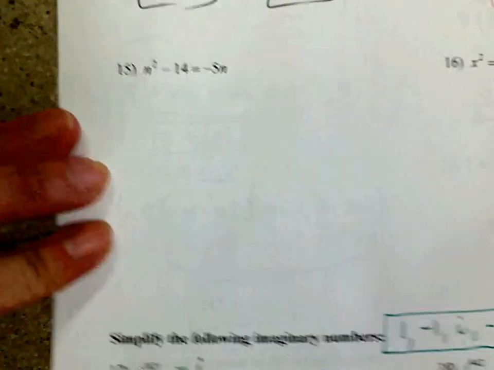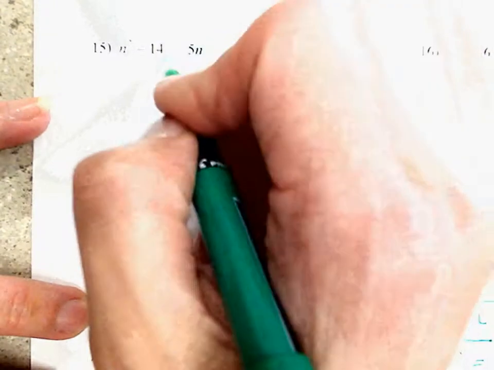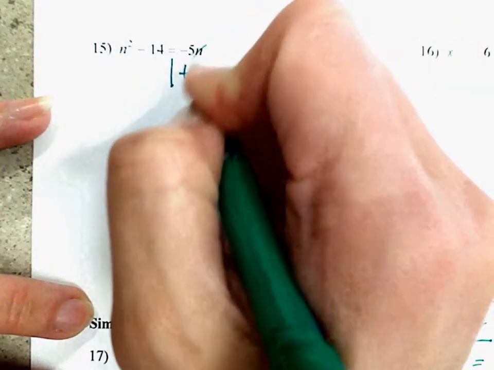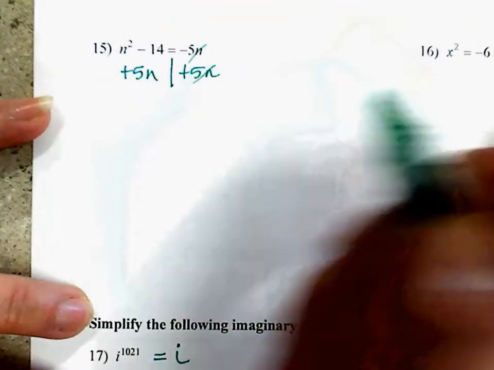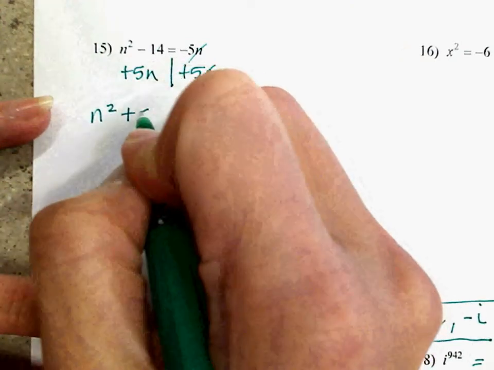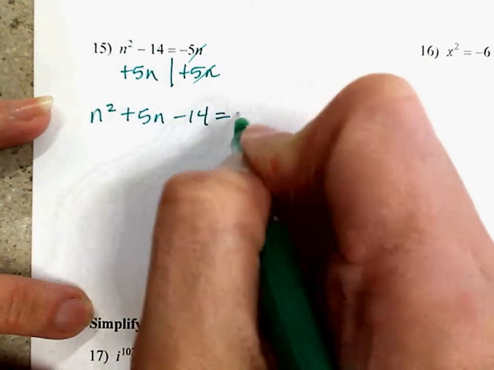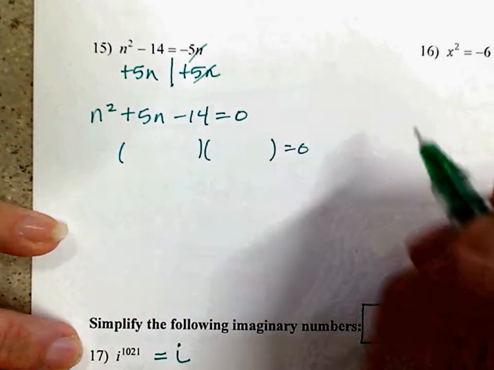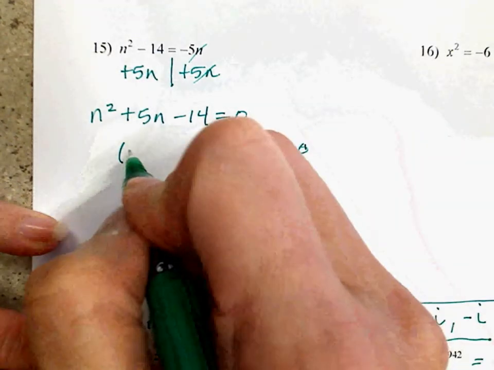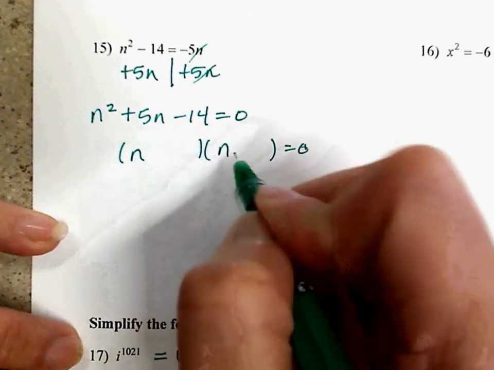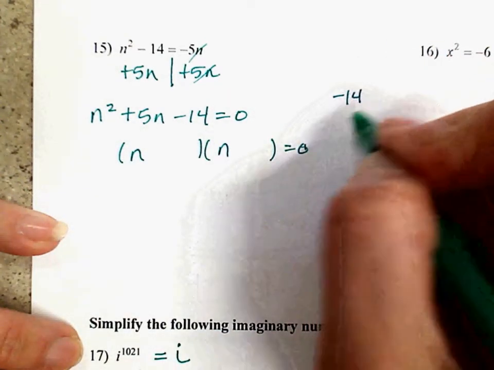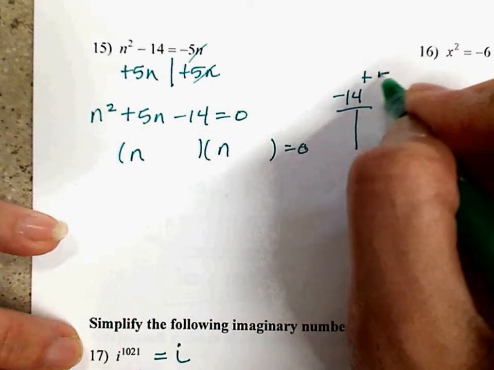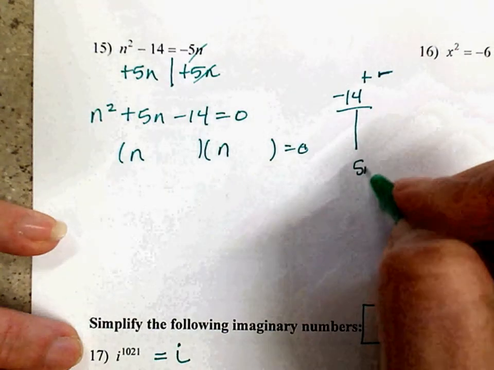Number 15. Plus 5n. What you do to one side, you do to the other. So n squared plus 5n minus 14 is equal to 0. Draw two sets of parentheses. Factors of n squared is n and n. Negative 14, so one's plus, one's minus. And I wanted to get positive 5n.